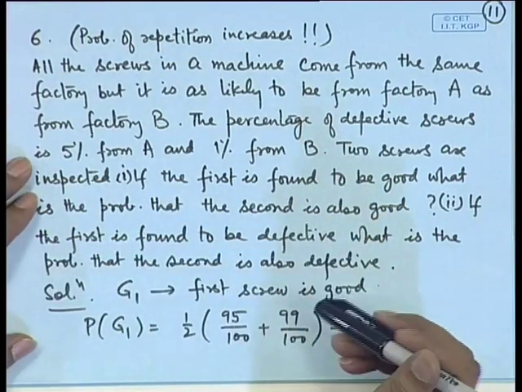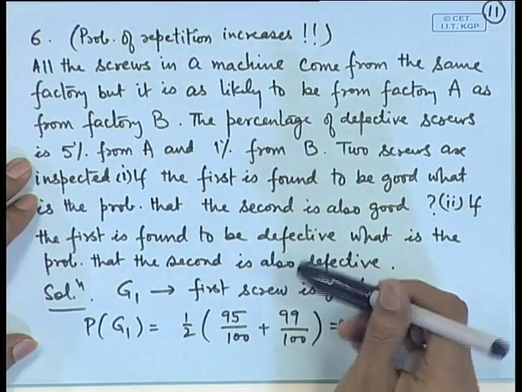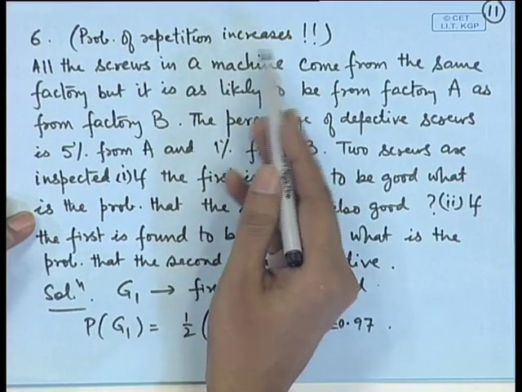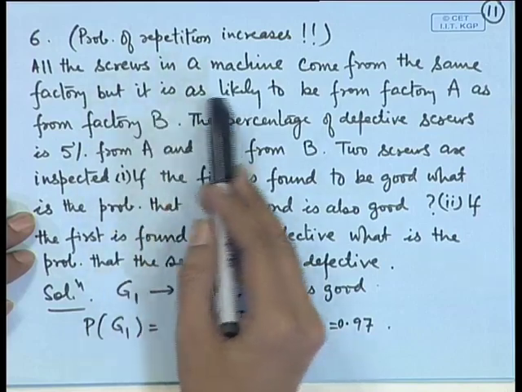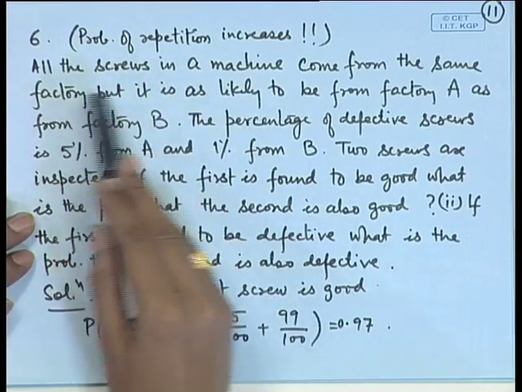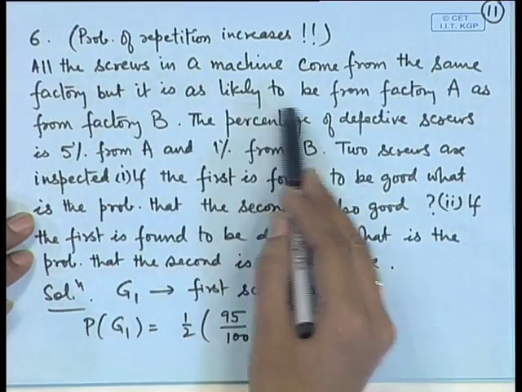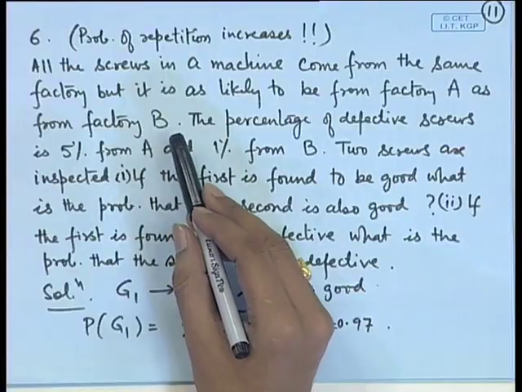We consider some further applications of the conditional probability. Here, we would like to show one interesting phenomenon, that the probability of repetition of a certain event increases. Let me explain through an example. A machine has certain screws fitted. All the screws in a machine come from the same factory, but it is as likely to be from factory A as from factory B. That means, either all of the screws have been selected from factory A, with probability half, or all of them are taken from factory B, with probability again half.